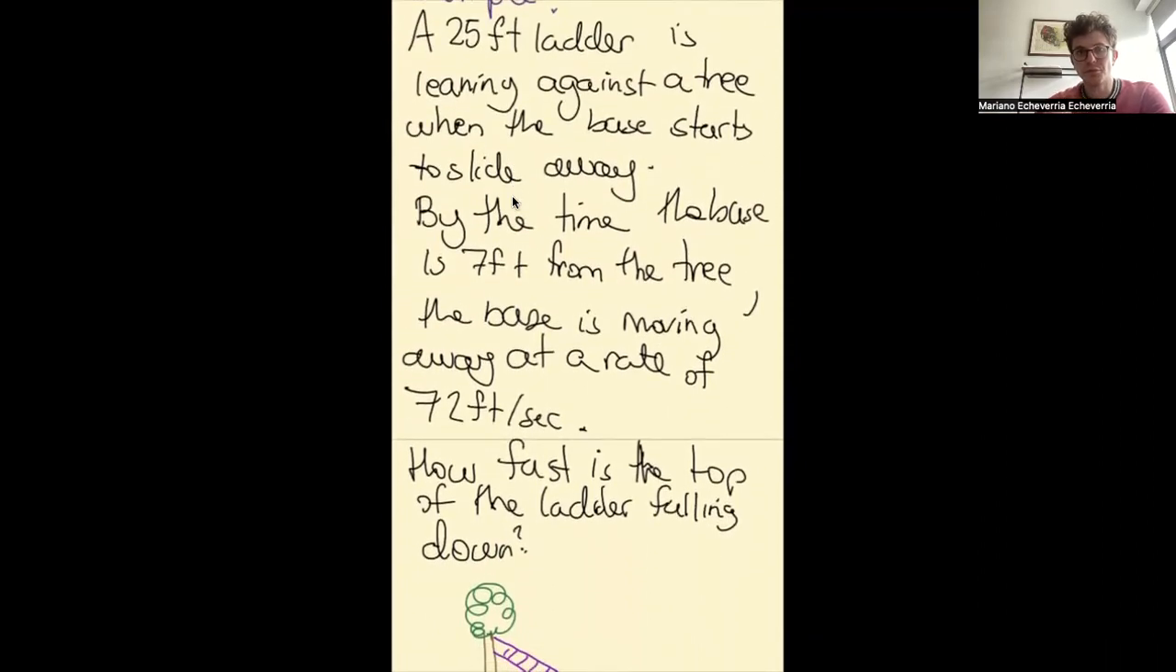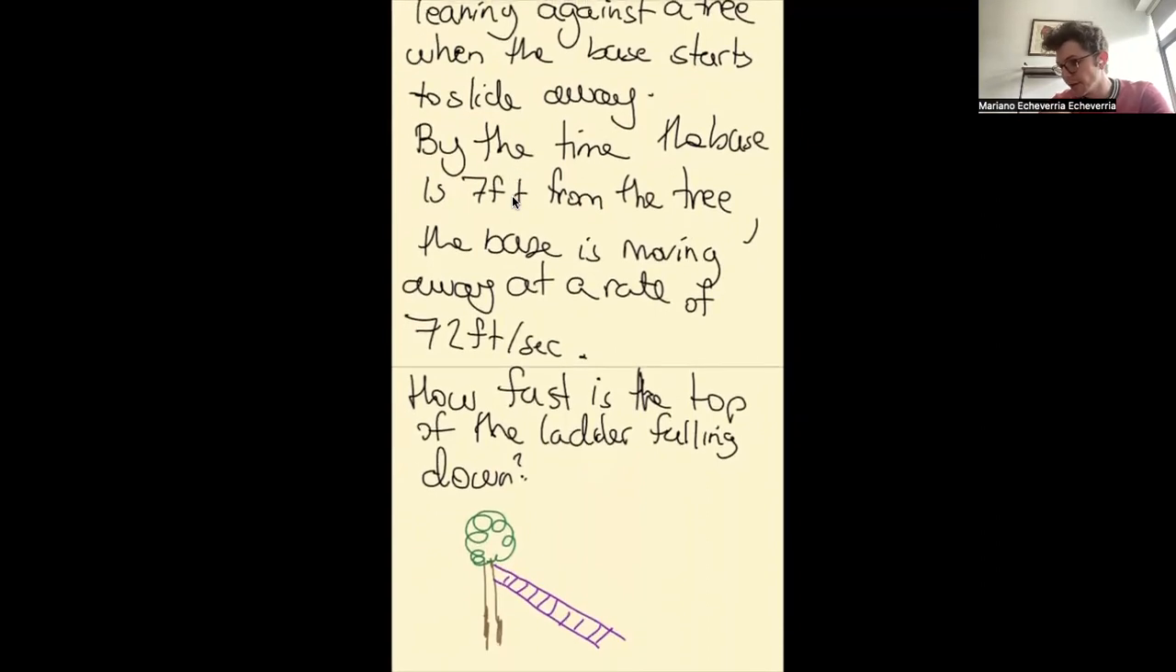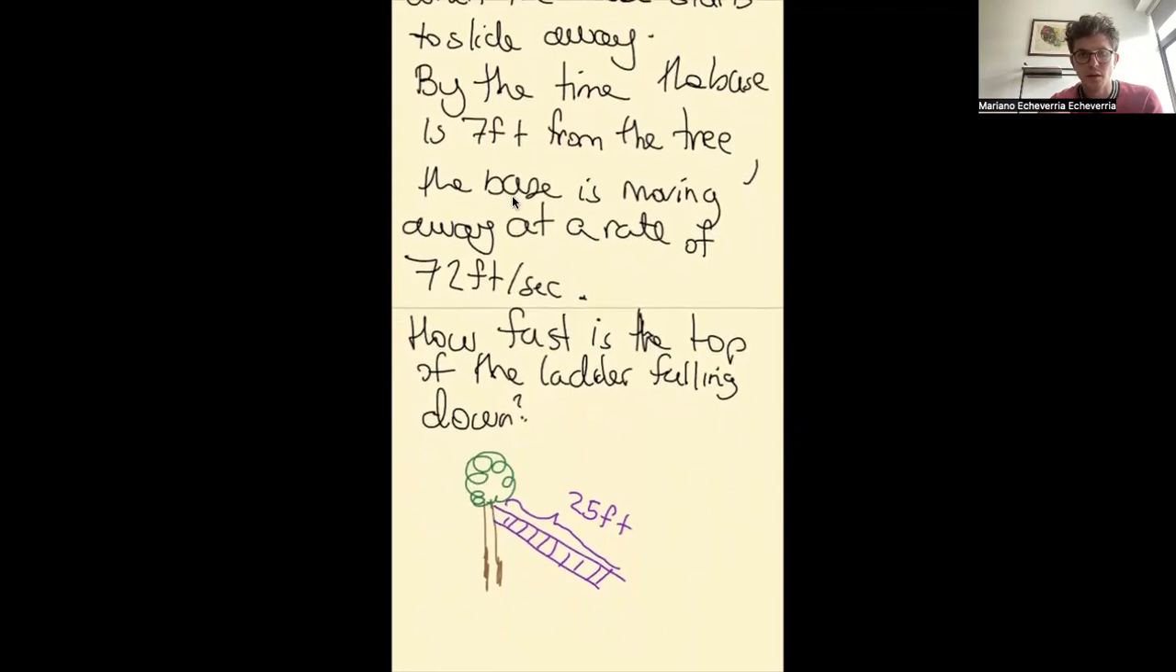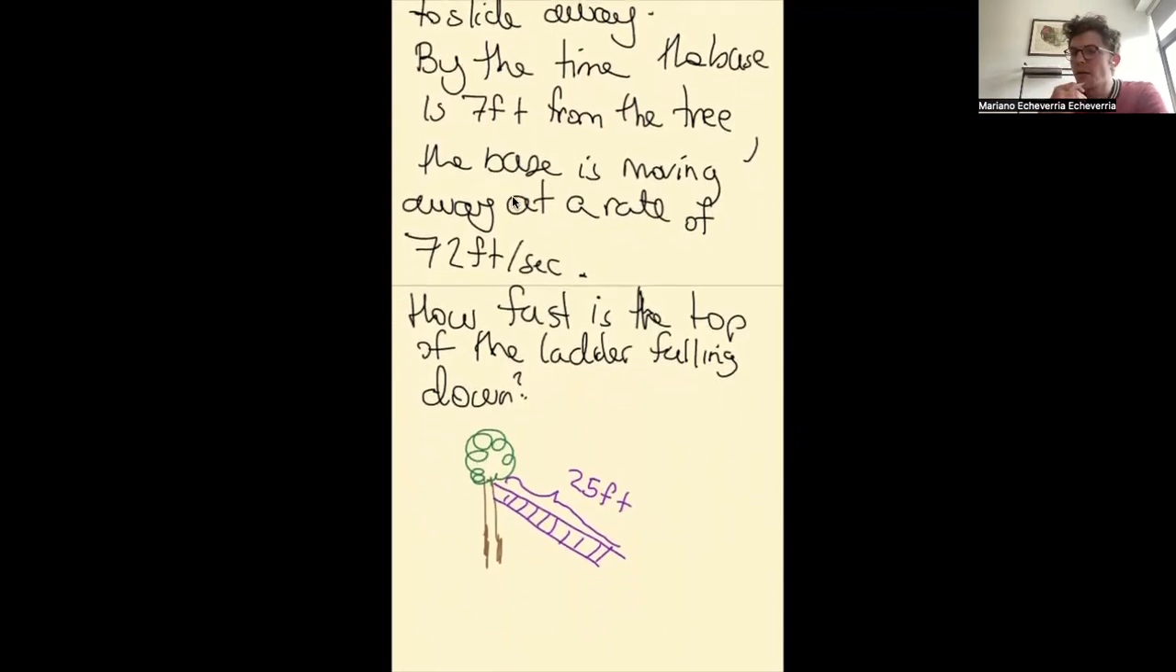Okay, so 25 feet ladder. What is 25 feet? The length of the ladder. So like this purple thing, right? This is 25 feet. Okay, and then in this problem, what is the base? The base is here, right? So that's telling you that that is moving at a rate of 70 feet per second, right?